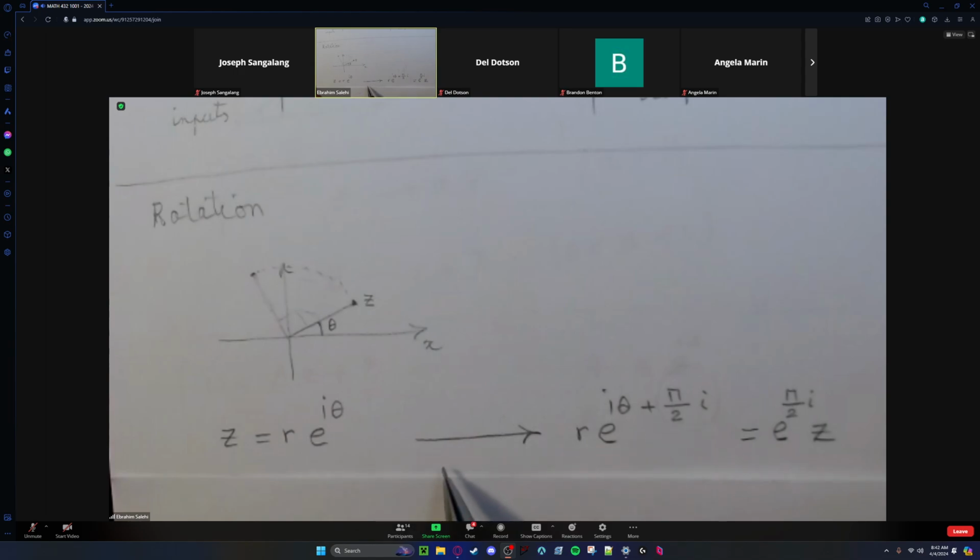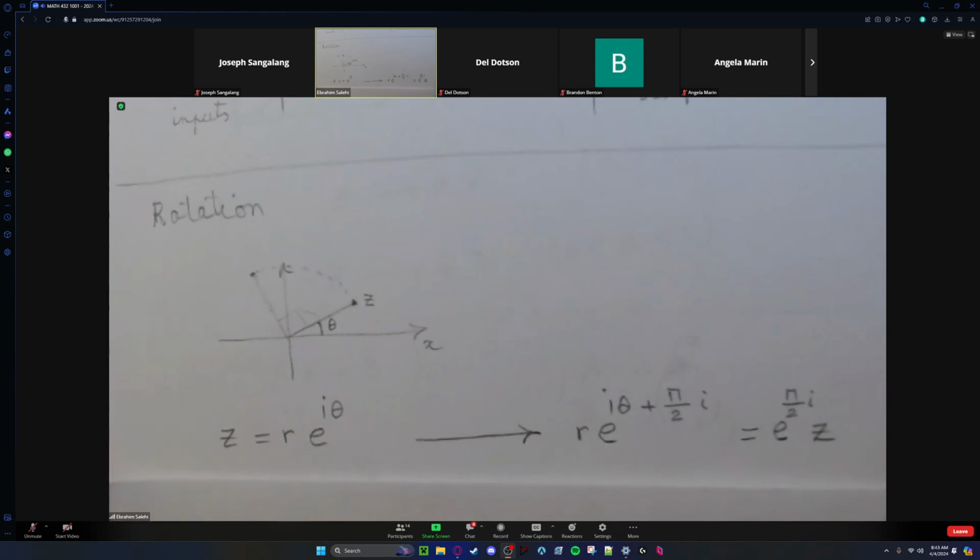If I rotate 90 degree, that means actually I am multiplying by e to the pi over 2 I, because r doesn't change, only the theta, the argument, will be changed, and you are adding to it pi over 2. So it is multiplication by e to the pi over 2 I. That is rotation 90 degree.